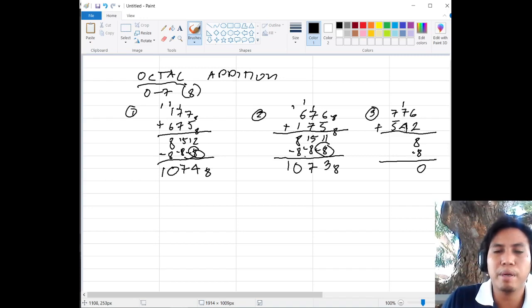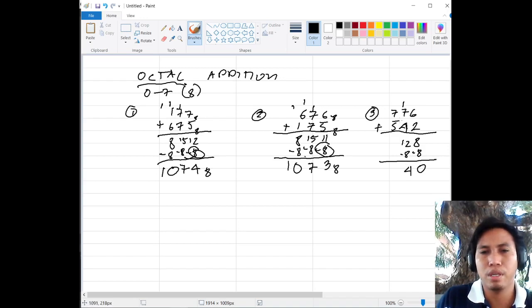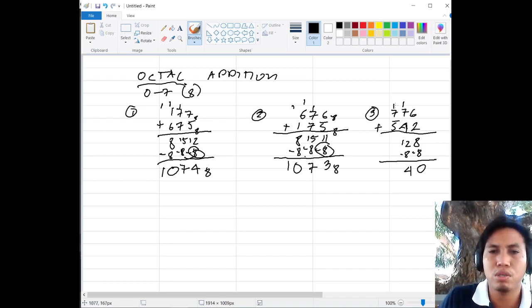Then 1 plus 7 plus 4, that is actually 12. Minus 8, then we have 4. Then you carry out 1 unit. So 1 plus 7 plus 5, that is actually 13. Minus 8, that is 5.